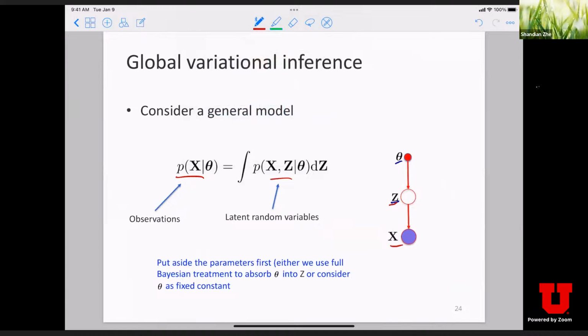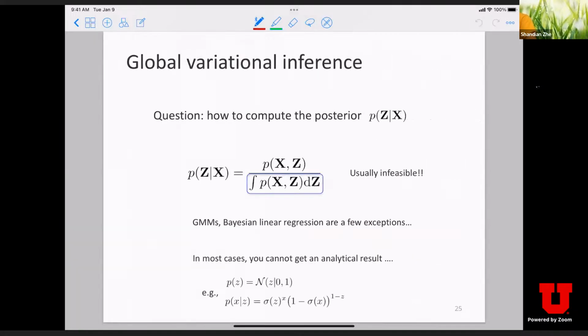So for convenience, let us put aside estimation of theta. Let us assume theta is fixed. We focus on estimating the posterior of Z given X first. This is our major goal. You will see that if you want to jointly estimate theta and this posterior distribution, it can still be conveniently done together in this inference framework. Right now, let us just assume theta is known.